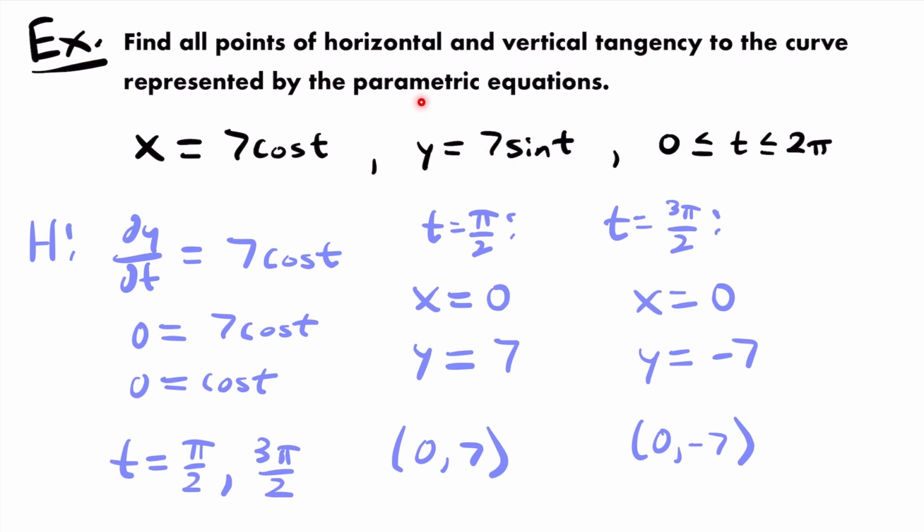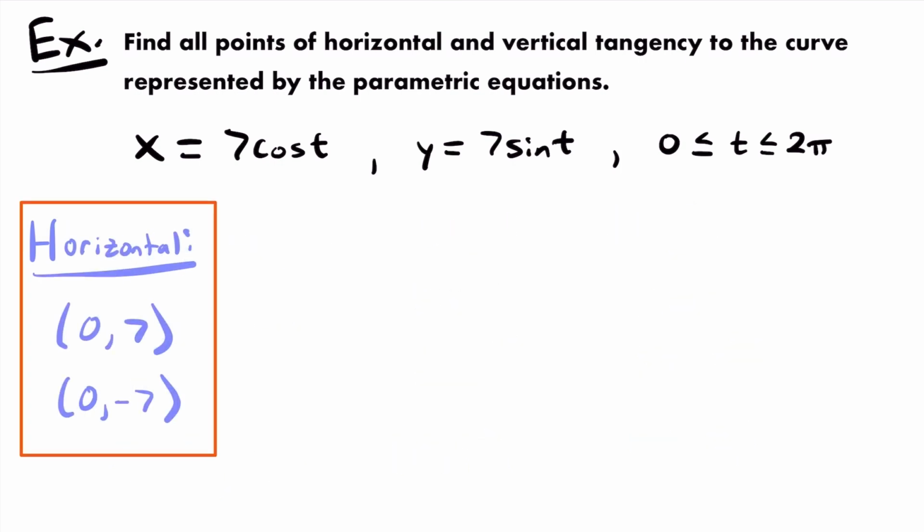So now that we found all the points of horizontal tangency, now what we want to do is find all the points of vertical tangency. Okay, and so to find points of vertical tangency, we need to find dx dt because vertical tangent lines occur where dx dt is equal to 0, where the slope is undefined. And so let's find dx dt. dx dt is the derivative of x with respect to t, so let's take the derivative of 7 times cosine t.